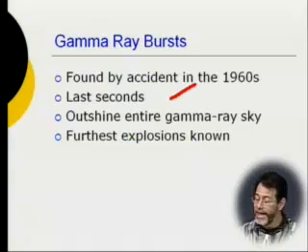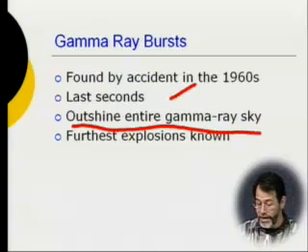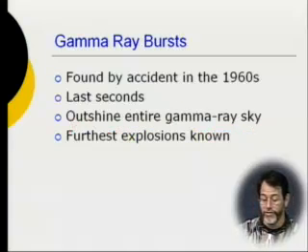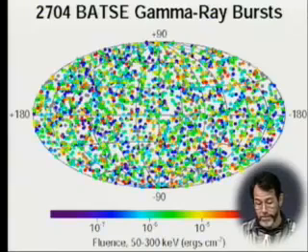And the reason they outshine the entire gamma ray sky when they go off is that we can see them from across the universe. We know now that they occur at cosmological distances, and we can see them further away than even we can see supernovas. And they might be more powerful than even the most powerful supernovas. They might be a type of supernova, too.